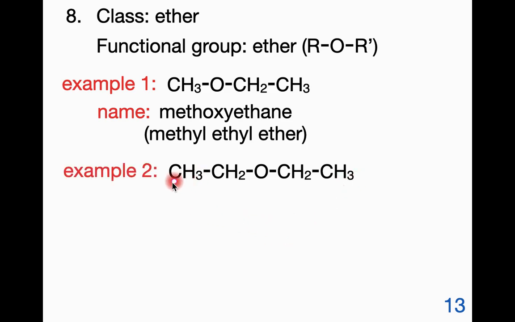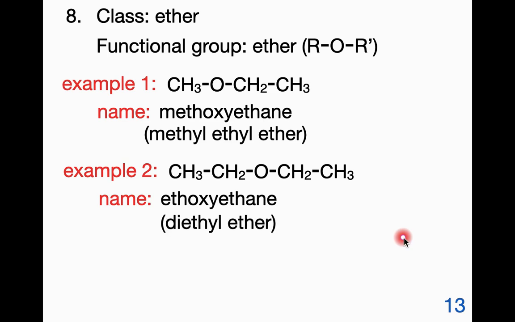Okay, so for this one, we have an ethyl on both sides. So we name it exactly the same way. Since it's a tie, we would name one side ethoxy and the other side ethane. So it should be ethoxyethane or diethyl ether. Rather than ethyl ethyl ether, we would say diethyl ether. Now this is a very common ether by far, and it's called ether. Anytime you hear an ether being used for this or that, this is almost certainly the ether that they're talking about.